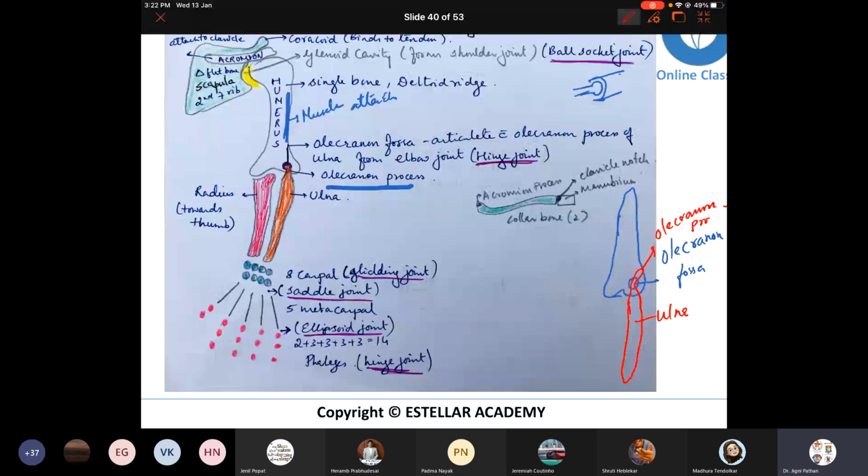Very important question. Now tell me, does the radius participate in forming the elbow joint? Yes or no? Very important question. Does the radius participate in forming the elbow joint?